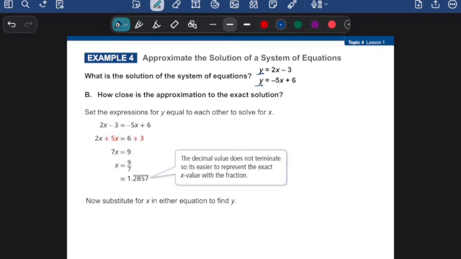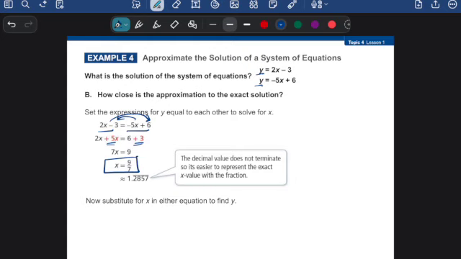So we can set the 2 equations equal to each other. So here's the first equation. Here's the second equation. We're just going to solve. Move the 5x over by adding 5x to both sides. And then we move the negative 3 over by adding 3. So here's our opposite operations. 7x equals 9, x equals 9/7.